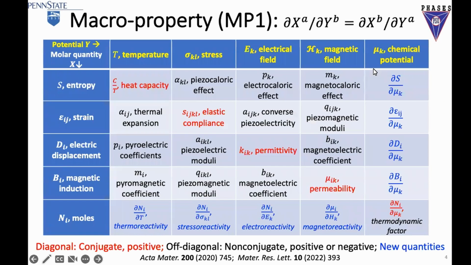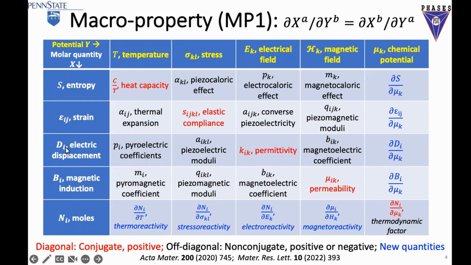What kind of properties do we mean by macroscopic properties? The yellow ones are what I call the potentials: temperature, stress, electrical field, magnetic field, and the chemical potentials. And the white ones in the column are the properties you measure. You measure entropy, strain, dielectric displacement, magnetic induction, and the moles. The relation between these two sets of quantities is the first derivative of the free energy. For example, the Helmholtz energy derivative with respect to temperature gives entropy.